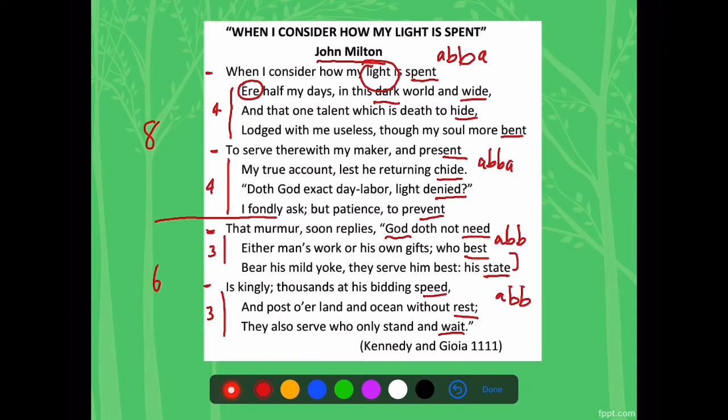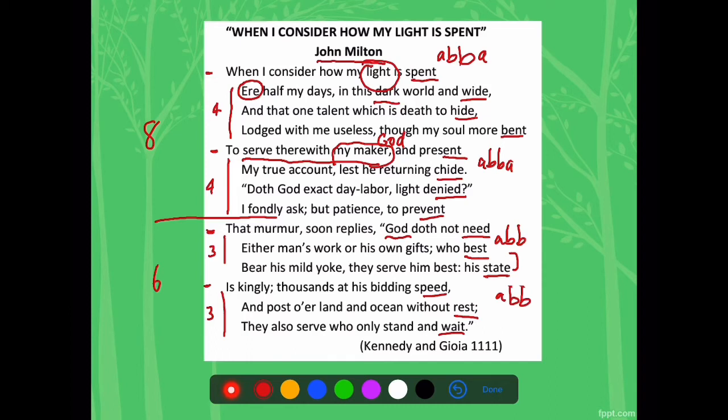Though my soul more bent, so now he feels that he is useless and his soul is not as pure as before. It's bent, it's misshapen. To serve, you see, he's a pious person, to serve there with my maker. My maker here is God. So he was wondering how can he serve God and present my true account, lest he returning child. Now he's scared that if he's blind, how can his work serve God? And God will punish him because he's not a good Christian anymore.